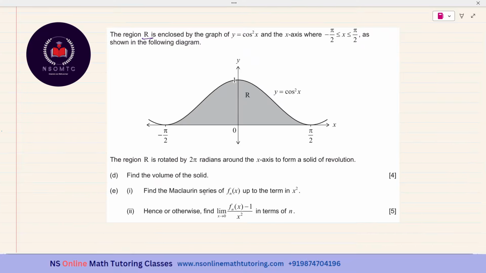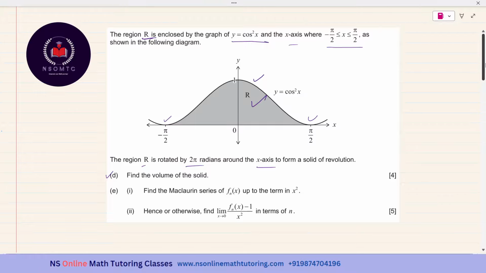Fine. The region R is enclosed by the graph of y equals cos square x and the x-axis, where x is greater than or equal to negative pi over 2 but is less than or equal to positive pi over 2, as shown in the following diagram. The region R is rotated by 2 pi radians around the x-axis to form a solid of revolution. The question is, find the volume of the solid.